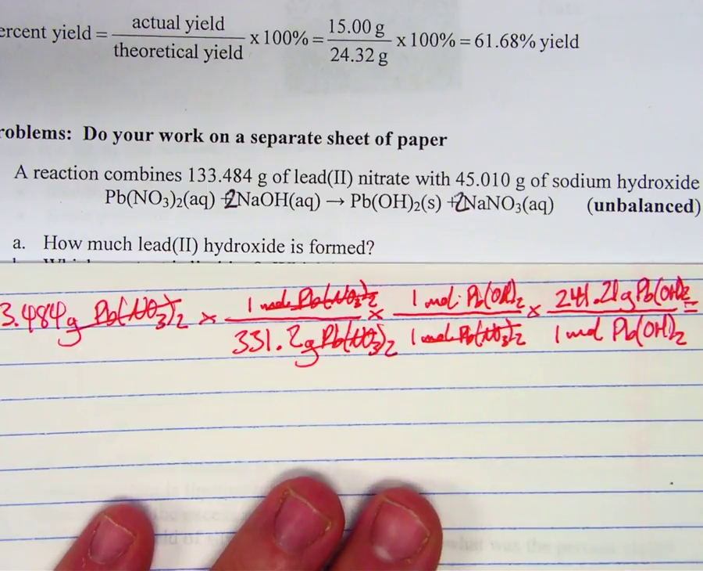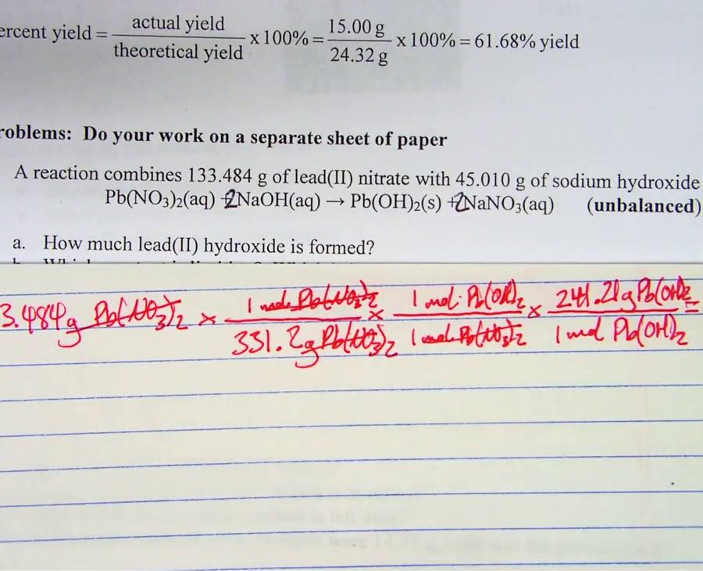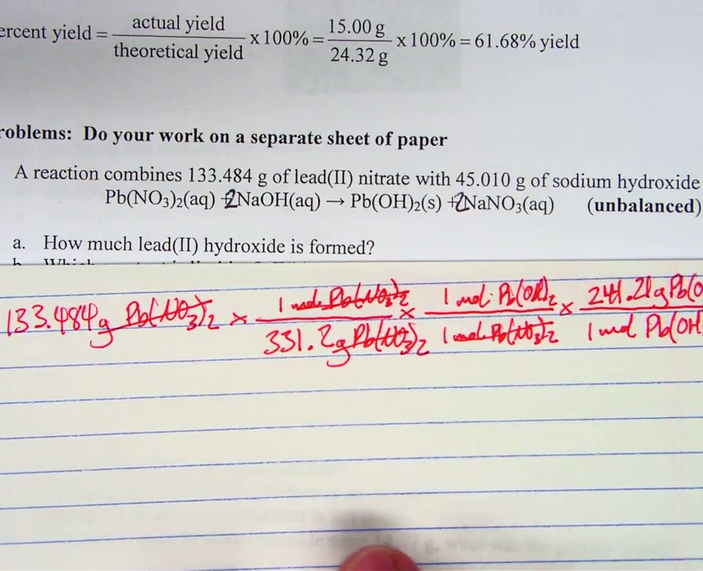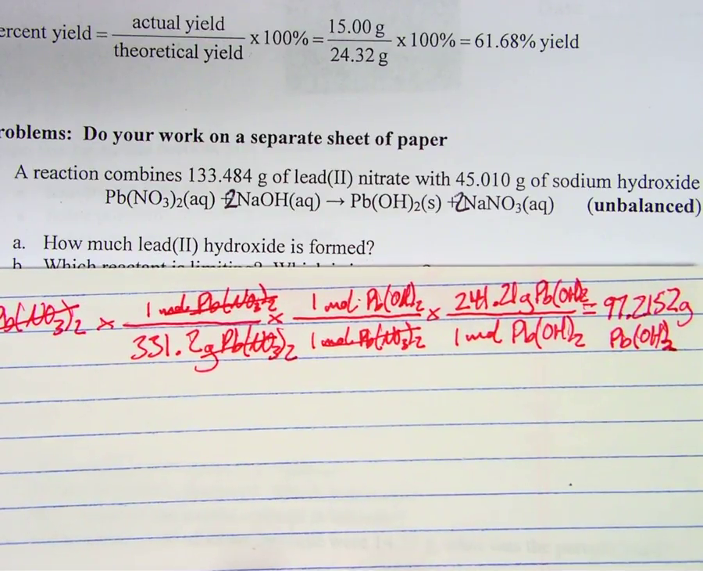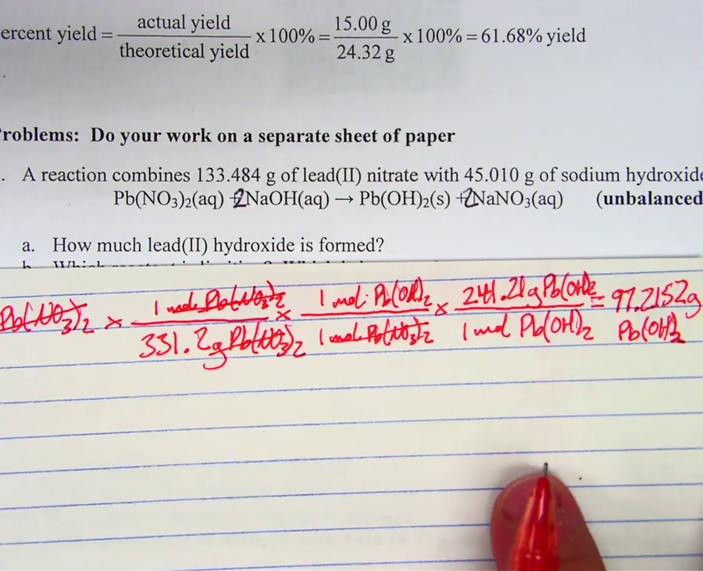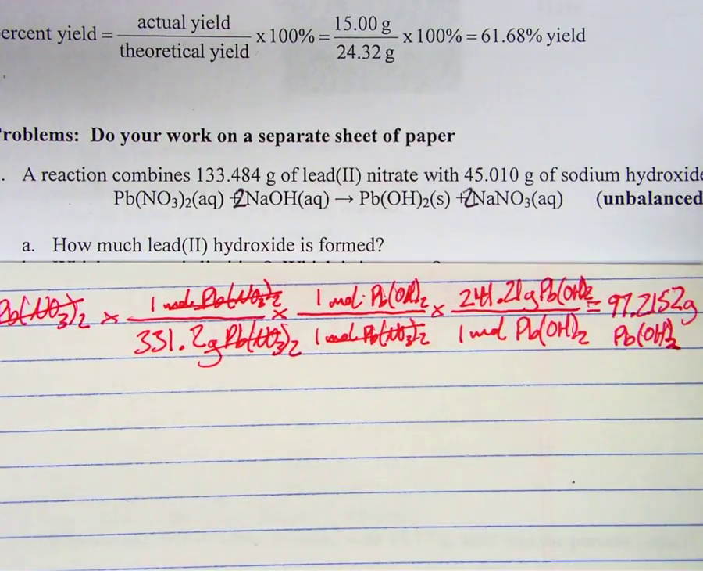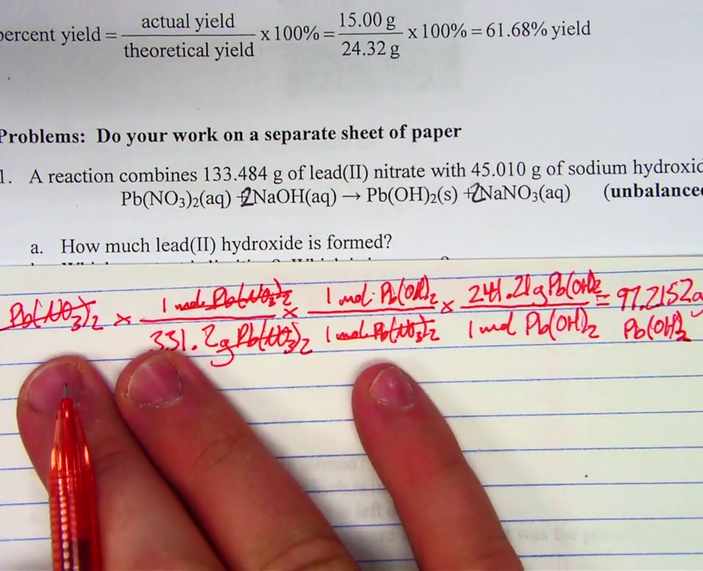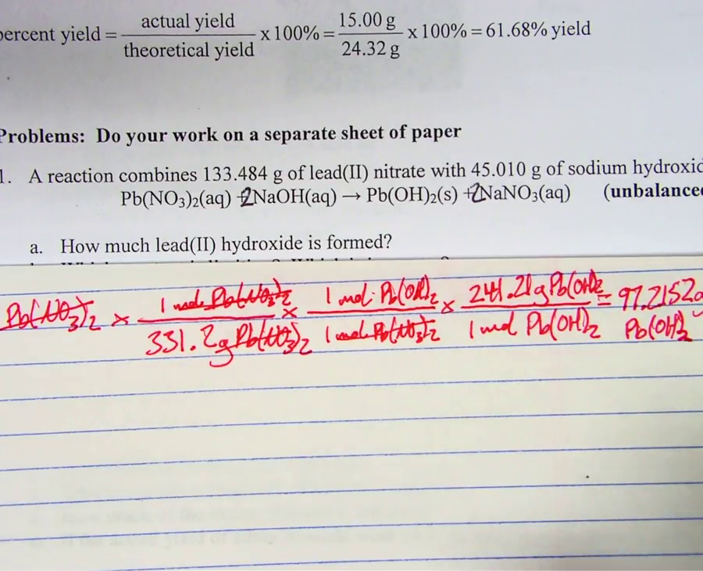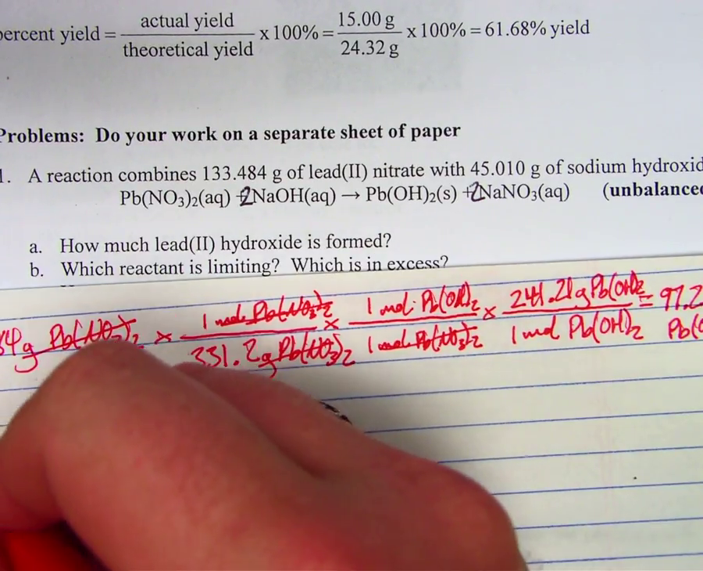So that's how much I would get if I had 133.48 grams of lead nitrate, lead II nitrate. That's what I would get. But I also have to look at the sodium hydroxide I have, right? This is if I had lead nitrate and plenty of sodium hydroxide. Well, now let's see with sodium hydroxide what we've got.